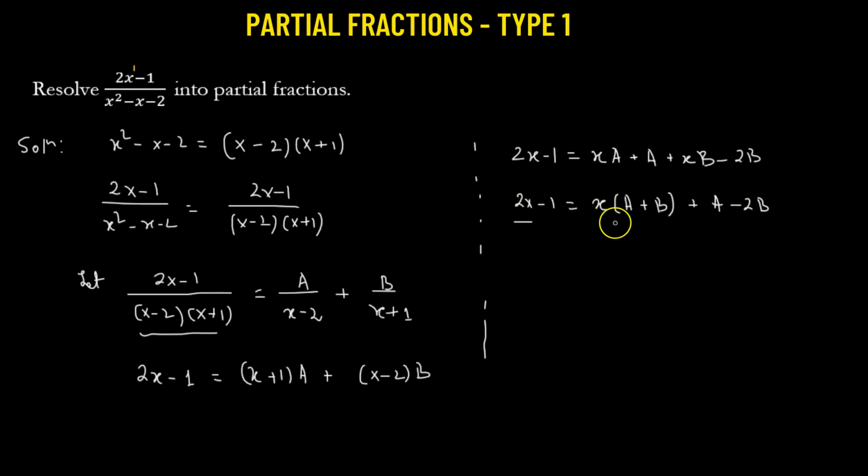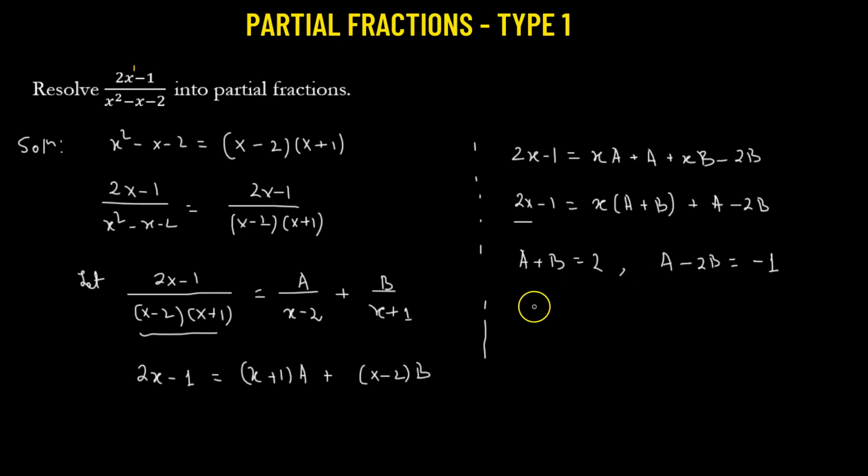Comparing both sides, we can see that the coefficients of x are going to be equal. The coefficient of x on the right hand side is A plus B, and that will be equal to the coefficient of x on the left hand side, which is 2. Then we compare the constant terms. A minus 2B is the constant term on the right hand side, and that will equal the constant term on the left hand side, which is negative 1. So we have two linear equations in A and B. We can solve them to obtain the values of A and B.